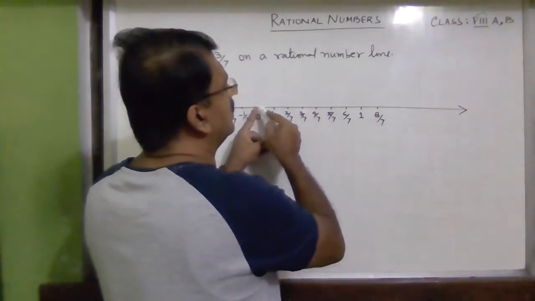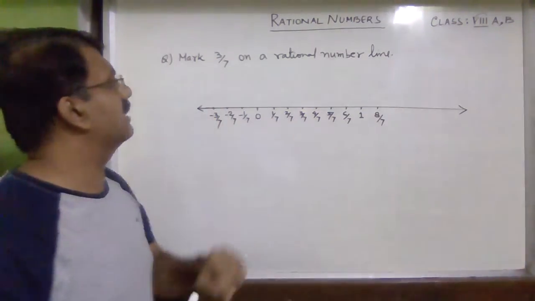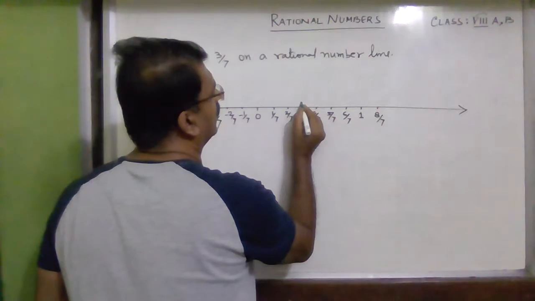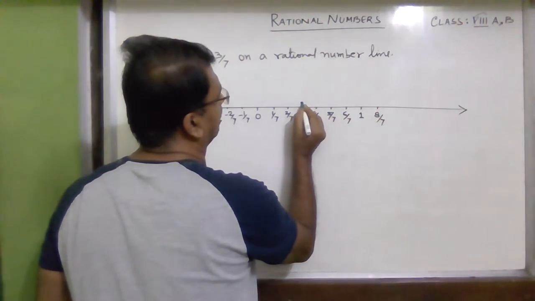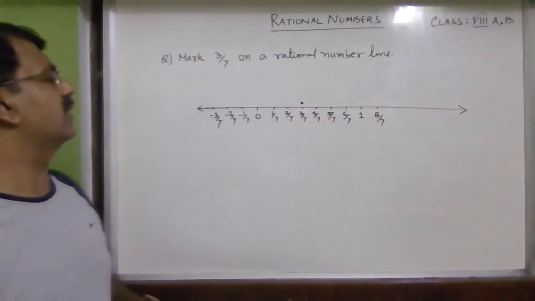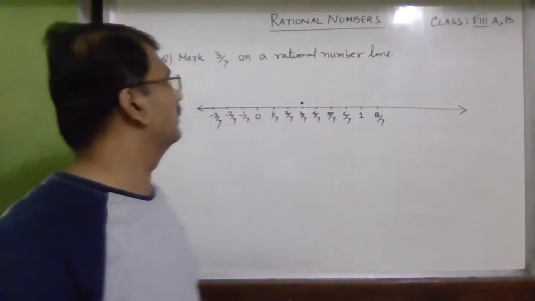So now this is the number line. Now between 0 and 1, it is automatically divided into 7 equal parts, and our mark is 3 upon 7, so you just put a dot on 3 upon 7, and that is your answer. So we have marked the rational number 3 by 7 on the number line.